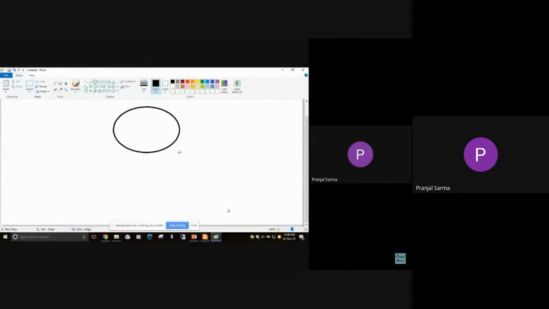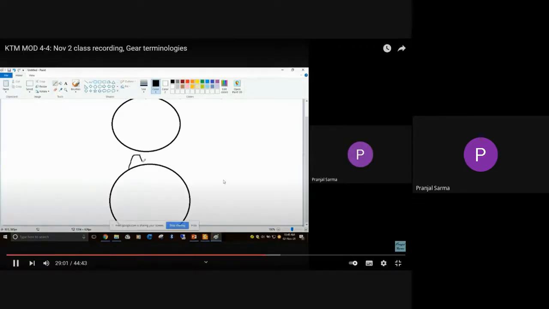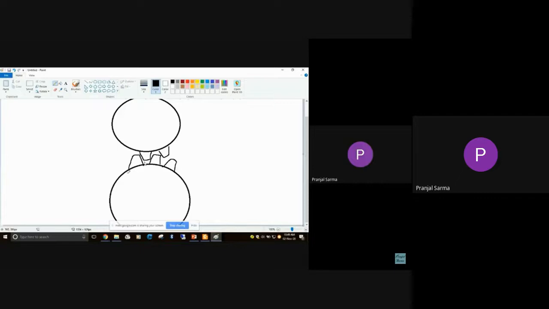Let's consider this is one gear, and another mating gear we have to consider. This is one tooth from this gear, another tooth from this mating gear. We are considering another tooth. So in these two teeth only, this gear is coming down, and the other mating gear will come. This way there will be multiple teeth.